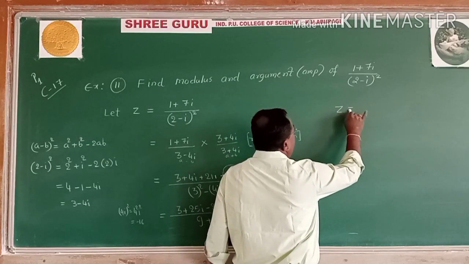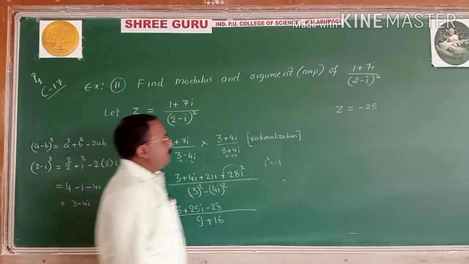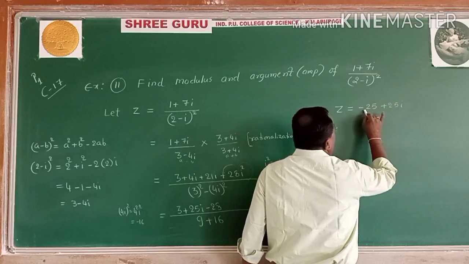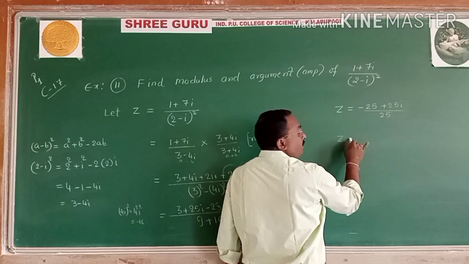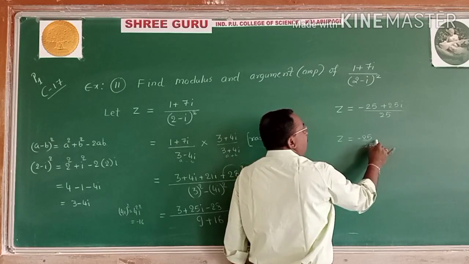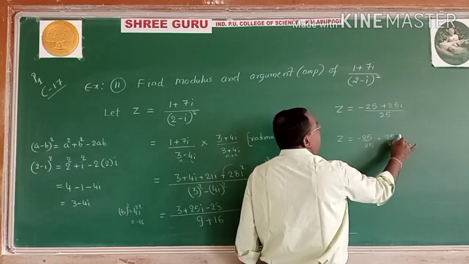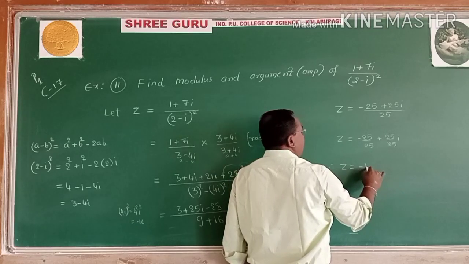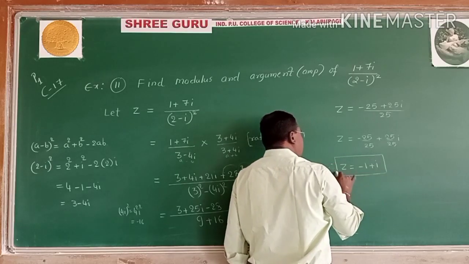Z is equal to minus 25 real part plus 25 imaginary part, divided by 25. Z is equal to minus 25 by 25 plus 25 by 25 i, this is the imaginary part. Therefore, z is equal to what? Minus 1 plus i, a complex number. Yes, next to find modulus and amplitude of this one.